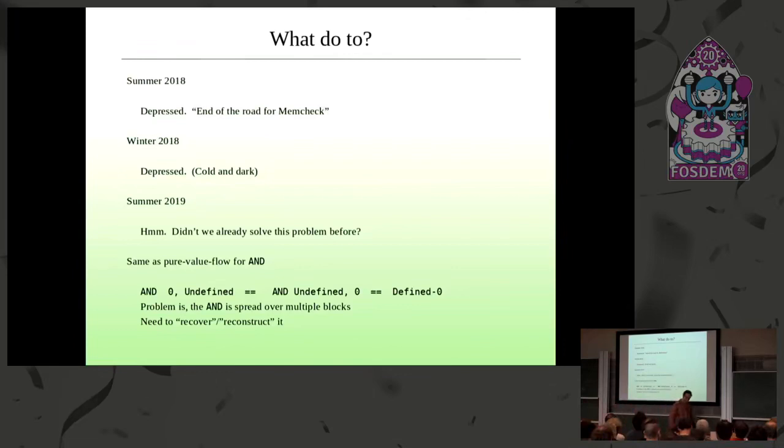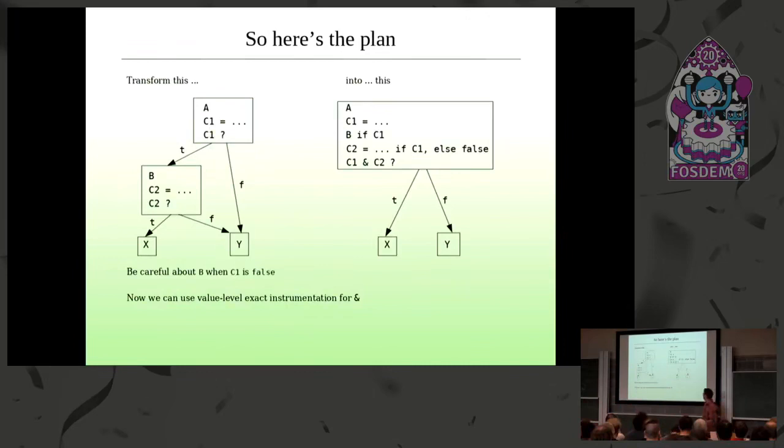So it's like, all right, what we need to do is recover or reconstruct the AND. And I thought, well, how the hell am I going to do that? So here's the plan, right? It's actually a real simple plan in principle. If we see a basic block, which is essentially what you would get from compiling an AND, a two-armed condition like this, then we're going to transform it into this, which has a single condition here.